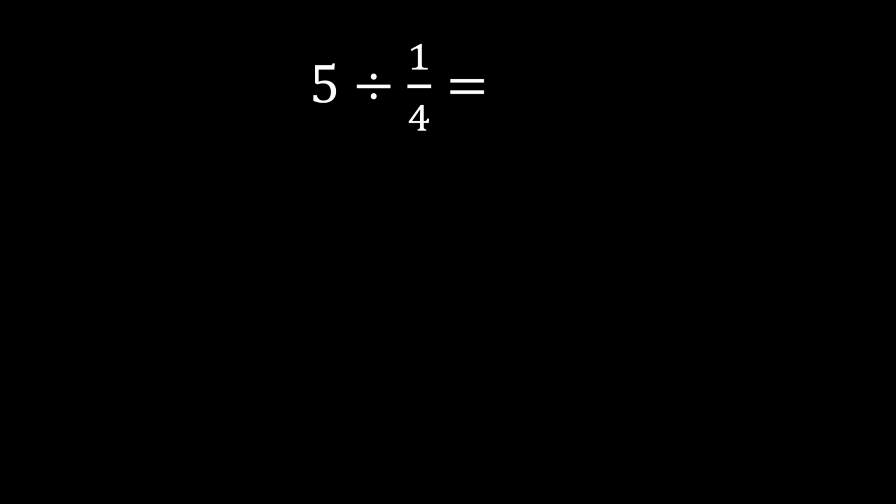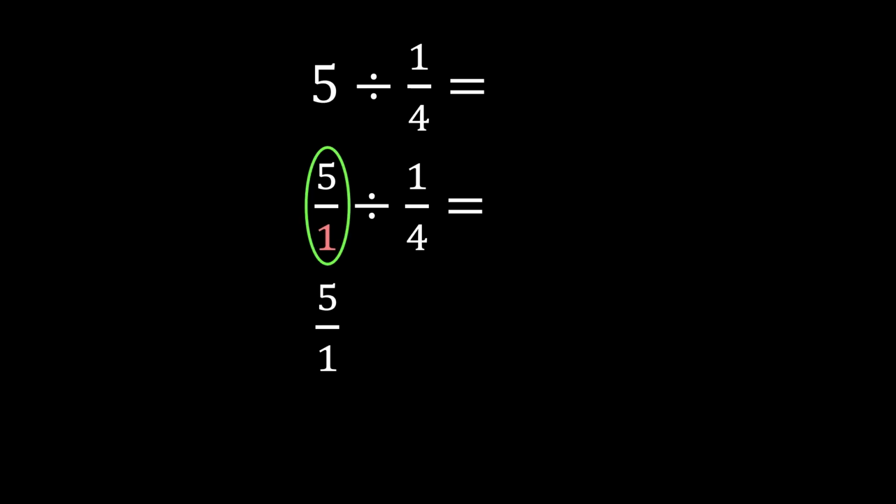This example is 5 divided by 1/4. The first thing we need to do is turn the whole number into a fraction, and we do that by putting it over 1. Now we're set up to begin our division steps. When dividing fractions, we want to keep the first number the same. No matter what it is, it stays the same. So 5 over 1 will remain 5 over 1.